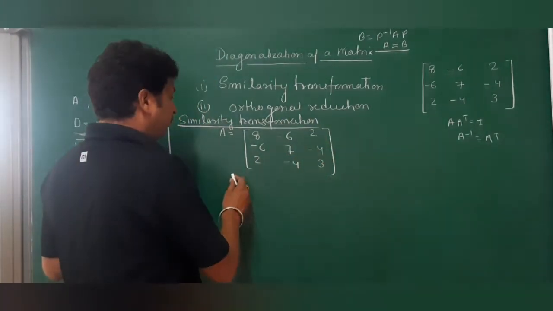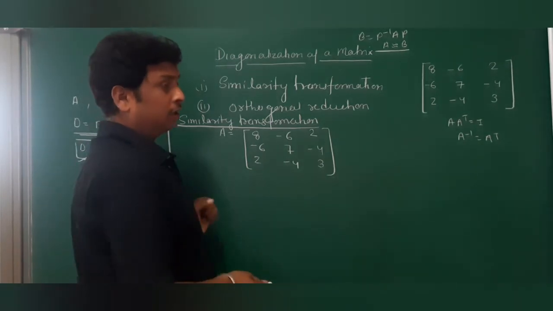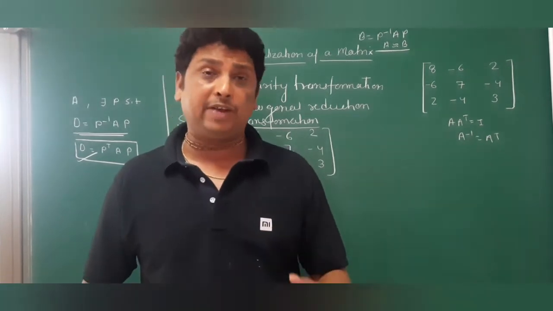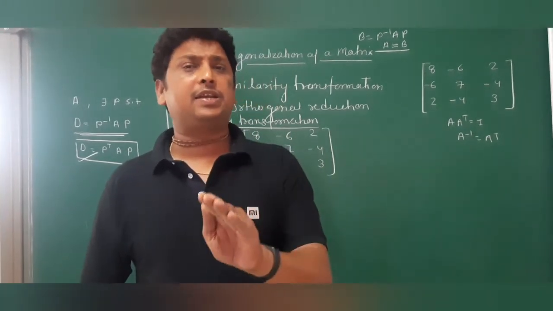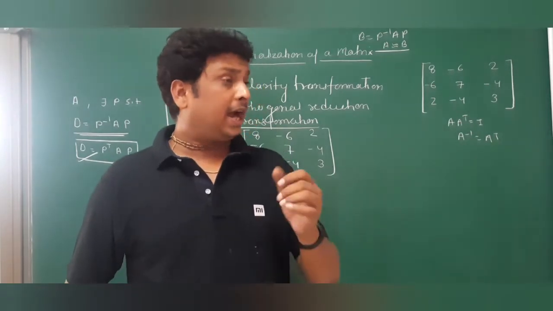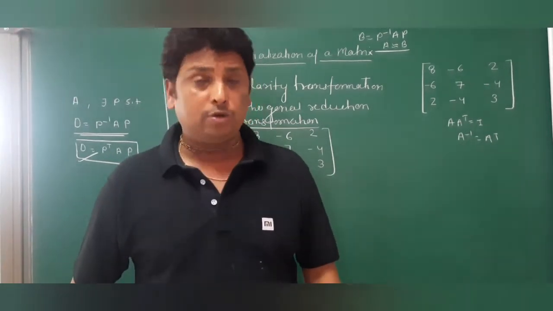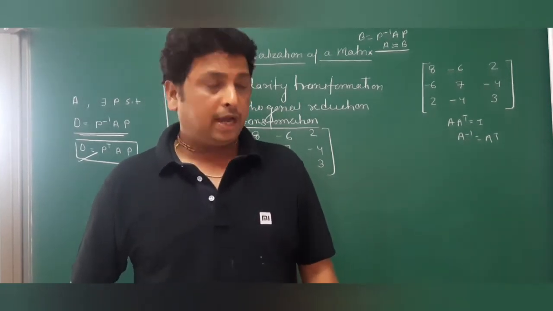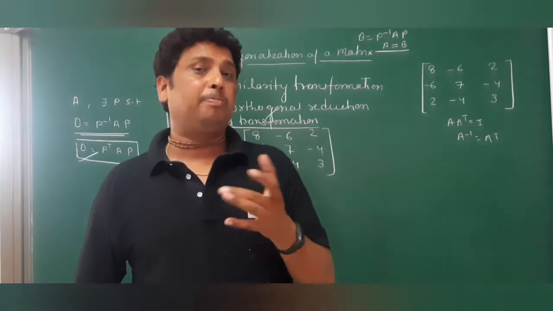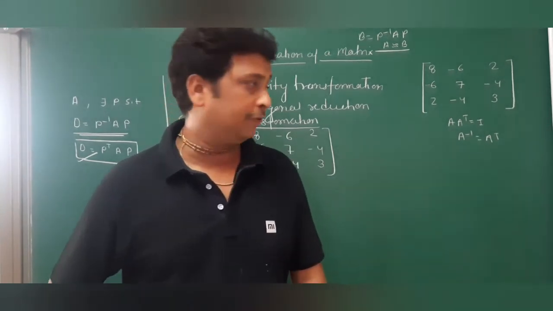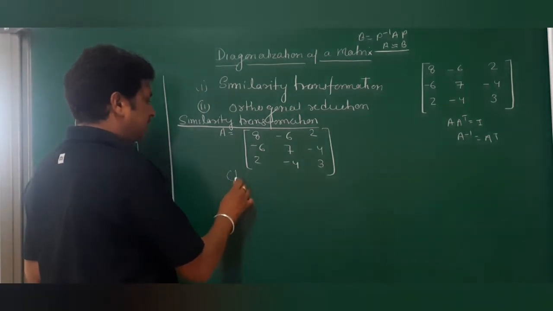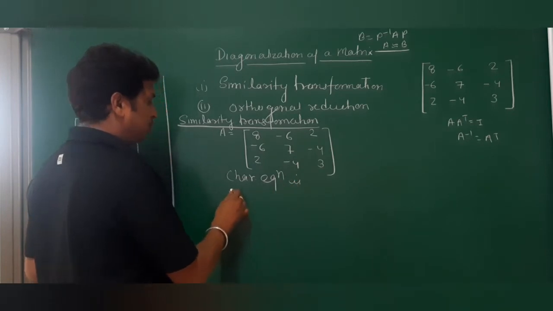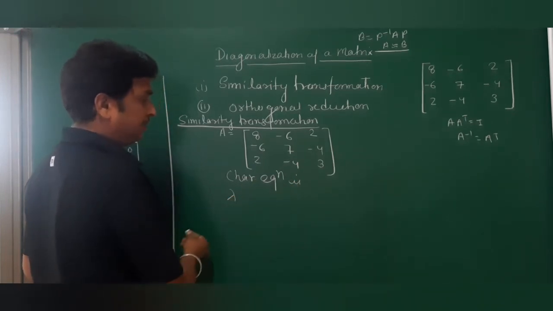So how do we do it? First of all, we have to calculate eigenvalues. How do we calculate? Write its characteristic equation and then calculate its eigenvalues. Then go for the eigenvector corresponding to each eigenvalue. And then I will explain the meaning of orthogonal and how we do that. So what is the characteristic equation for this? You can do it easily. Already I explained in the previous lecture.